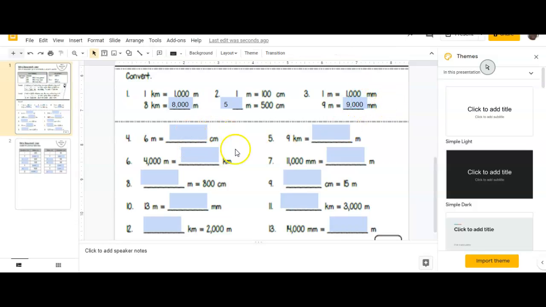Your job today is to complete the rest of this page. Remember to go up to your zoom and go into 100% so it's easier for you to see.